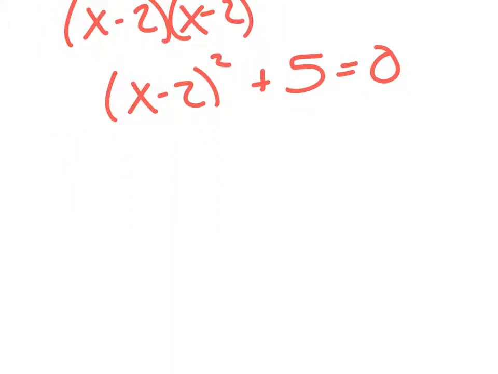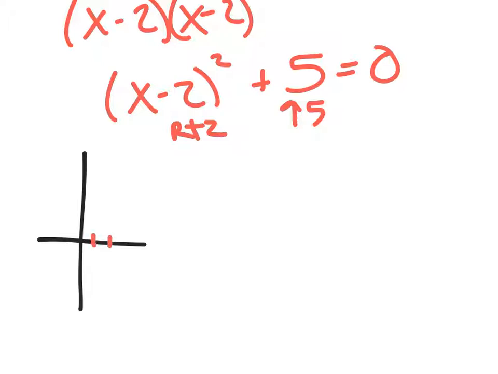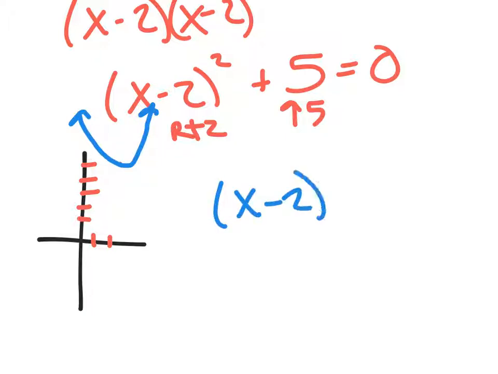Okay, so again, vertex form. If they say what's the vertex of this parabola, I know I went right 2 and up 5. So I'm going to go right 2 and up 5, and it's a positive x squared, so it opens upward. Then I can easily solve this for x. So x minus 2 squared plus 5 equals 0.